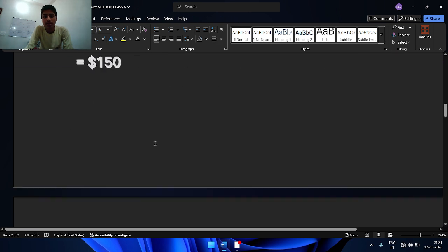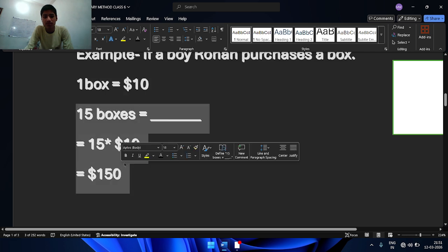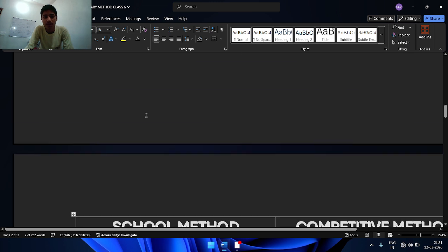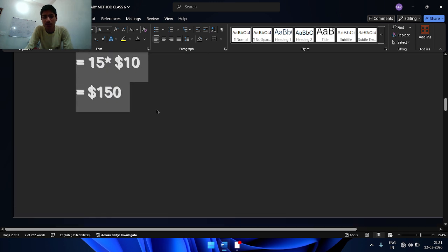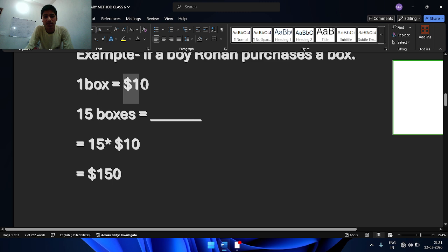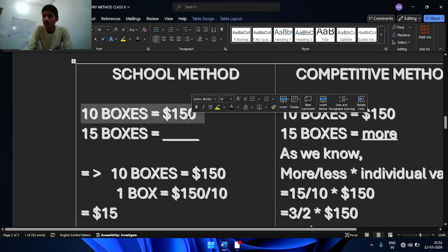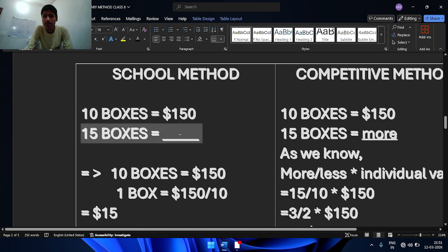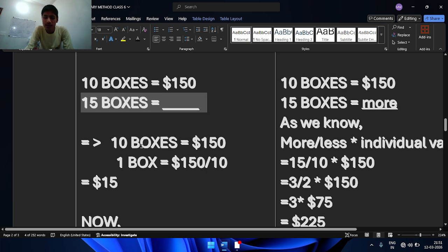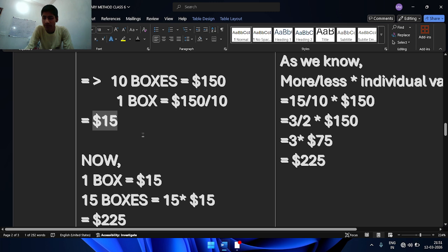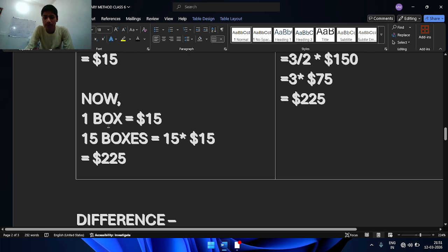So one box will cost $15. Here I have taken 10 boxes as $150, so $150 divided by 10 will be $15, the cost of one box. Now you have to find 15 boxes, so 15 multiplied by 15 will be $225.